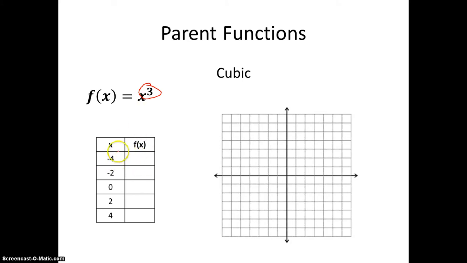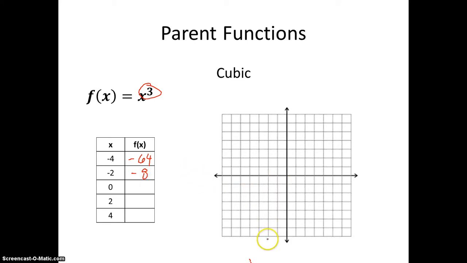If I plug in a negative 4, I get negative 4 cubed, which is a negative 64. Now, on here, my negative 4 is going to be way down there. Alright, so let's see where we're at for negative 2. Negative 2 cubed, well, we're at negative 8.